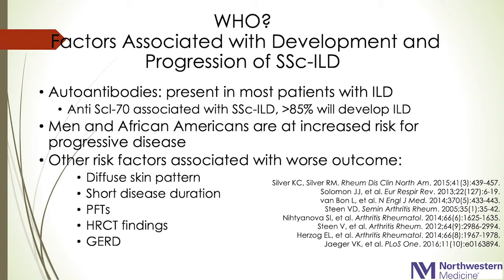So then is the who. What are the risk factors for the development and for the progression of interstitial lung disease? Because not everybody with scleroderma does develop lung disease, and some people who develop it have rather mild and non-progressive disease, and others, their disease continues to progress over time. So some of the risk factors have been identified.